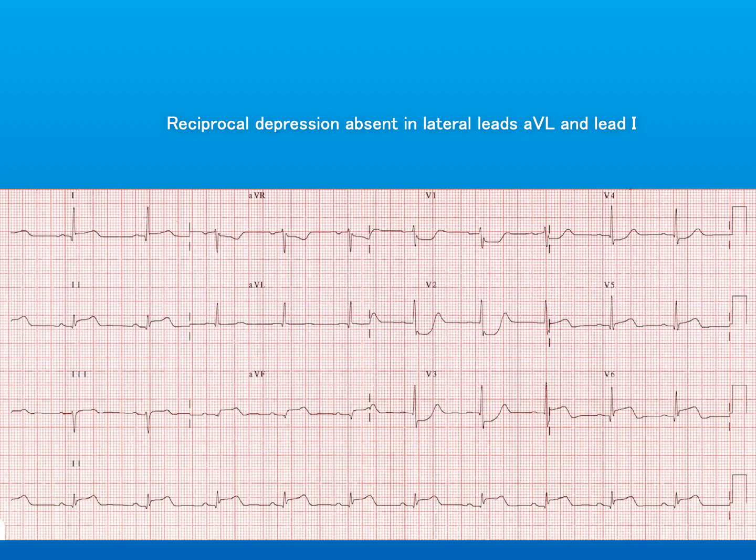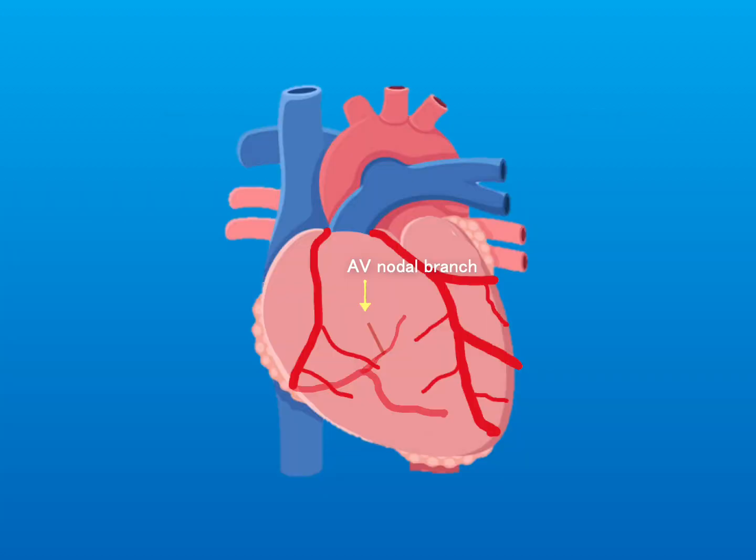Another thing to bear in mind with inferior MIs is that roughly a third of these patients will present with some degree of AV block, and this is because the AV nodal artery is a branch of the right system.